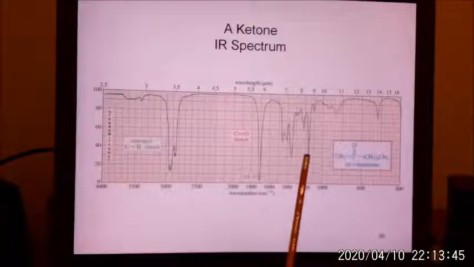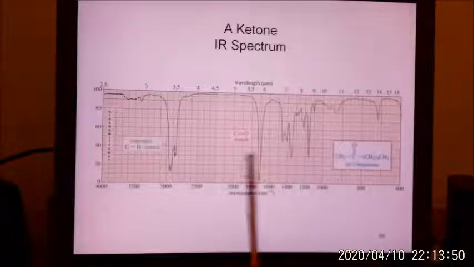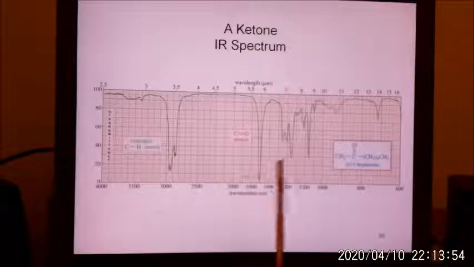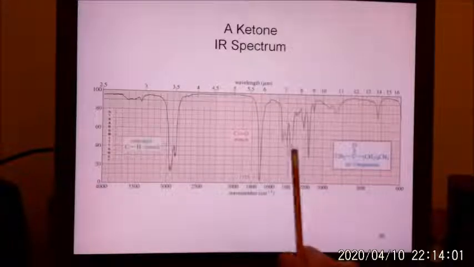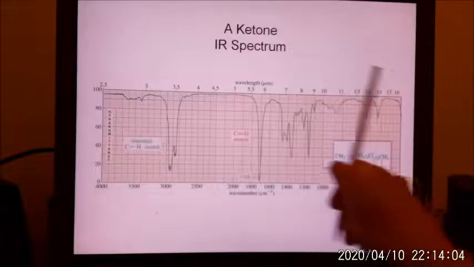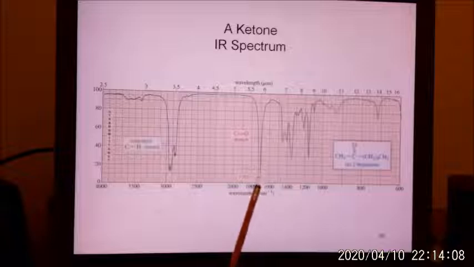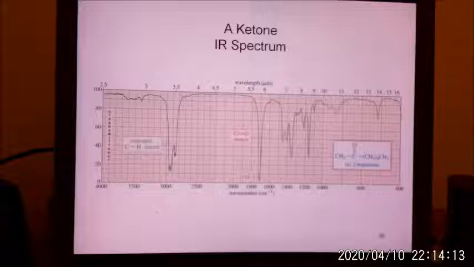Now what about these guys? Probably here, the 1465, you're scissoring, and then over here is probably you're twisting and wagging. But the bottom line is that now that you start getting the fingerprint region, it's a little harder to know. But this is a crystal clear absorbance for your carbonyl, and these guys are crystal clear. So anything above 1,600 is very, very clear.